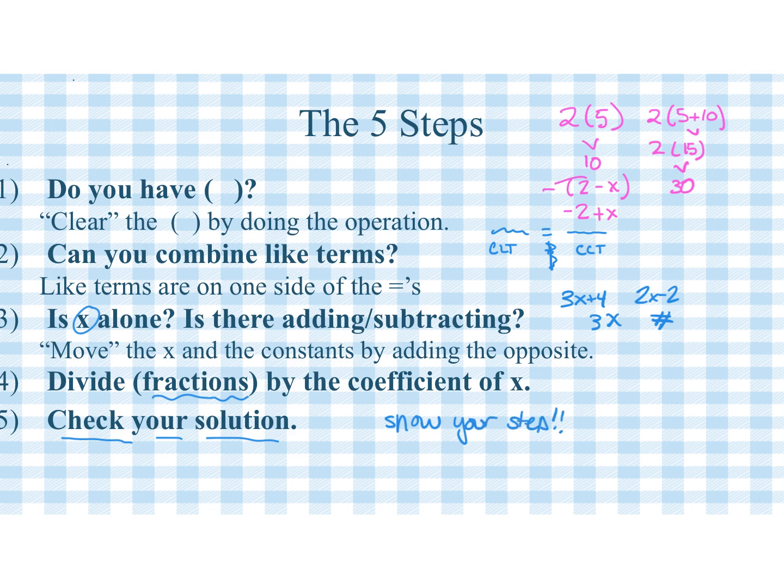I would also like to point out that since these are specific steps, 1, 2, 3, 4, that means you can only do one step at a time. You can't flip or clear your parentheses and combine like terms at the same time. You do one or the other.